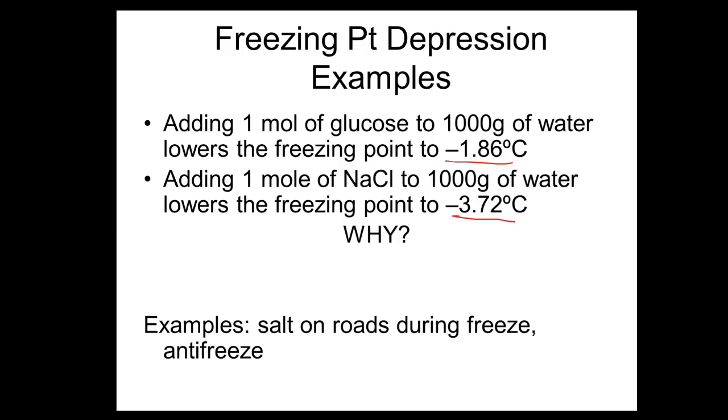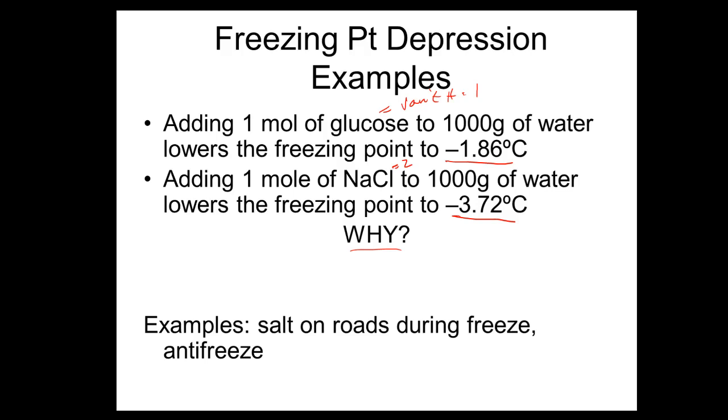Now the big question is why? Well, it's really quite easy. Glucose is molecular. Its van 't Hoff factor is 1. The van 't Hoff factor of sodium chloride is 2, so therefore it's twice as effective. Sodium chloride lowered the freezing point twice as much, from negative 1.86 to negative 3.72.